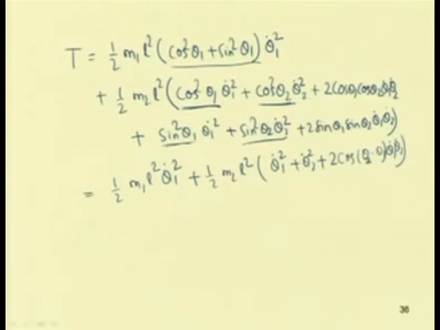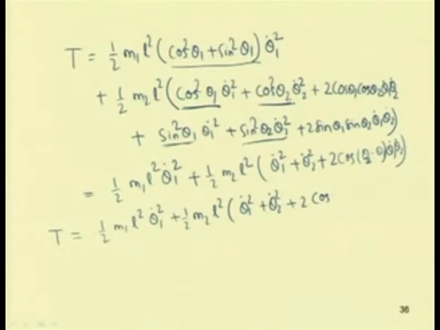In this way one can write the total kinetic energy of the system equal to half m1 L squared theta 1 dot squared plus half m2 L squared times theta 1 dot squared plus theta 2 dot squared plus 2 cos of theta 2 minus theta 1 times theta 1 dot theta 2 dot.